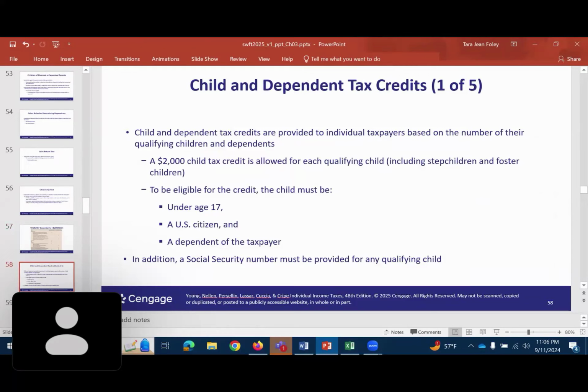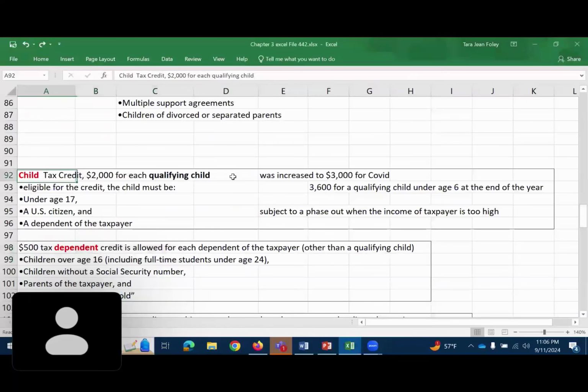This is the tax credit that we just talked about here, right? This was increased to $3,000 during COVID, but now it's gone. And it was also increased to $3,600 for any qualifying child under the age of 6, but this is all gone now. This $2,000 and this $500, if you make too much money, you won't get the $2,000 or the $500.